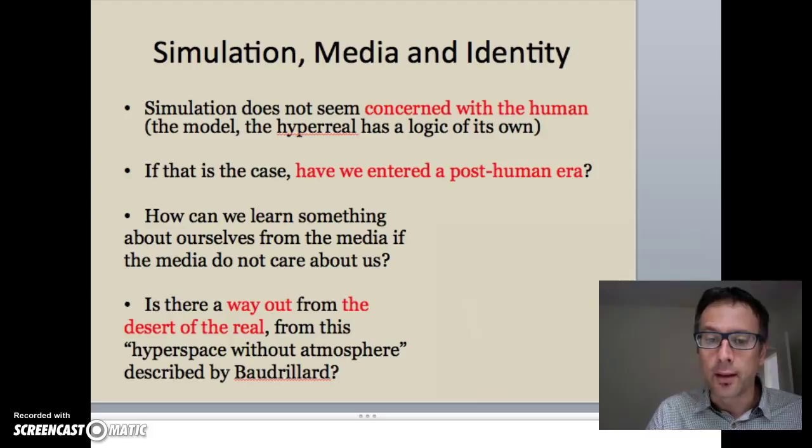And is there a way out from this desert of the real, right? In The Matrix, there is this expression, in a very powerful scene, "Welcome to the desert of the real." It's pretty obvious to me the directors of The Matrix have read their Baudrillard. So is there a way out from this hyperspace without atmosphere described by Baudrillard?